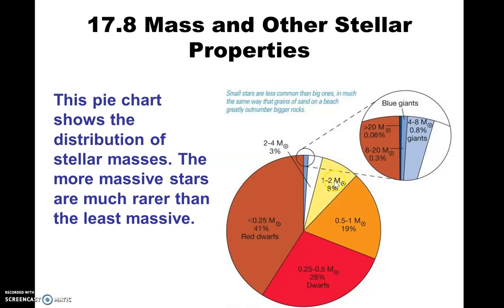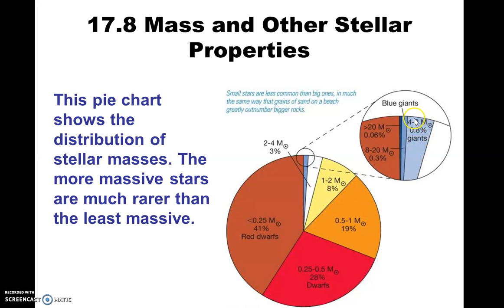8% you get 1 to 2 times the mass of the sun, and then you get about 3% of the stars that are anywhere from 2 to 4 times the mass of the sun. And then there's this little sliver here where you have more than 4 to 8 times the mass of the sun. That's about 8% of the stars.